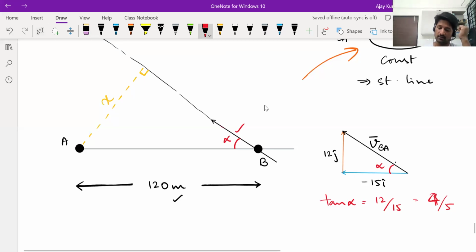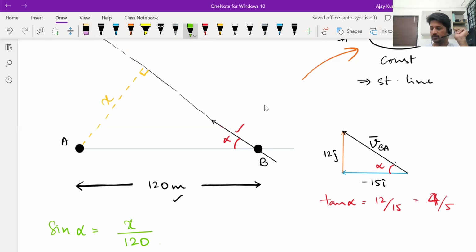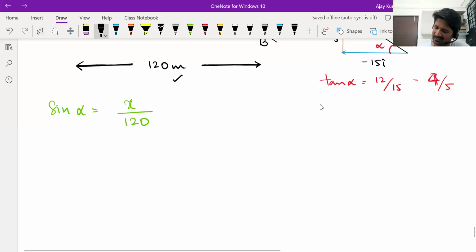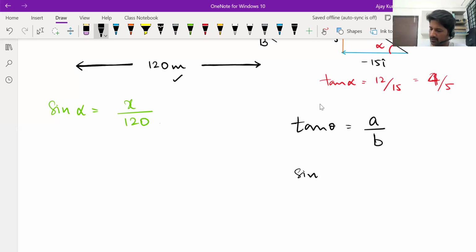Now tan relates opposite to adjacent. But we don't know the adjacent side. We know the hypotenuse. The only thing we can use here is sine alpha, opposite by hypotenuse. Another mathematical idea here: if you know tan theta as A divided by B, can one of you tell me how much sine theta is? Like how to calculate sine theta? If you know, you can tell. From tan theta, how to get the sine theta value?